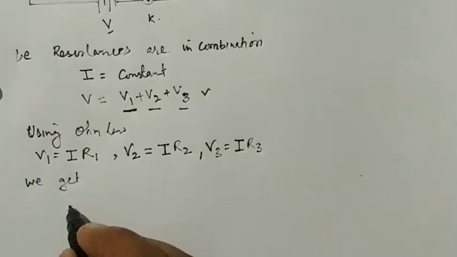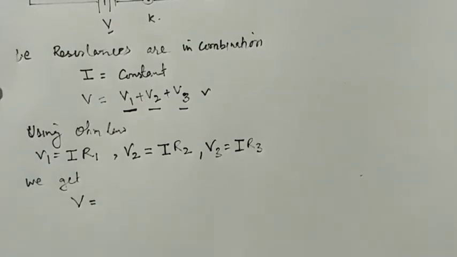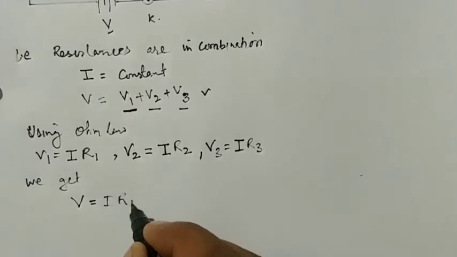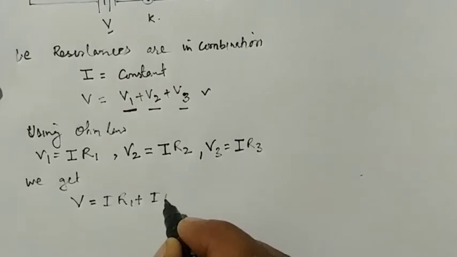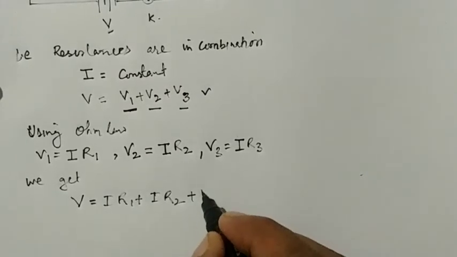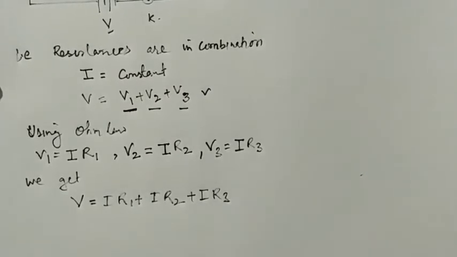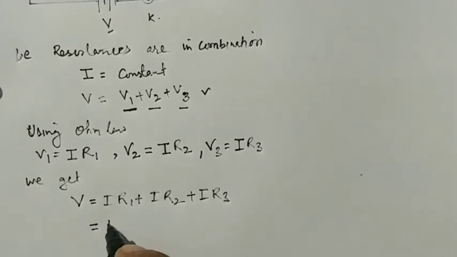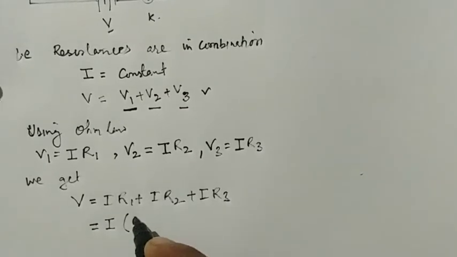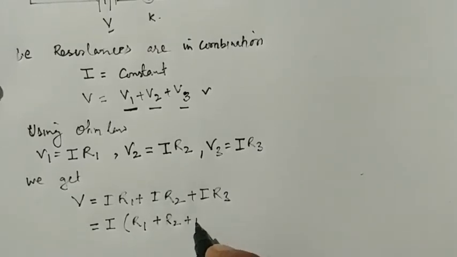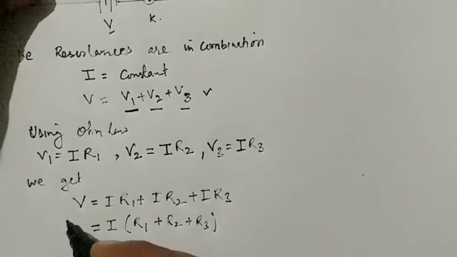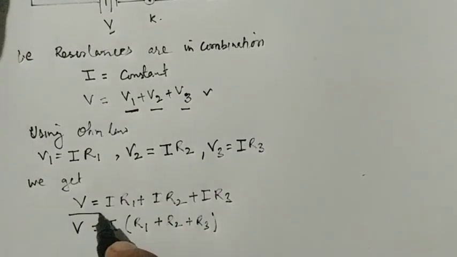Now put these values of potential drop in the above equation. So what do we get? Total potential is equal to IR1 plus IR2 plus IR3. Take I common, so we get I times R1 plus R2 plus R3. So this is the potential of the battery.